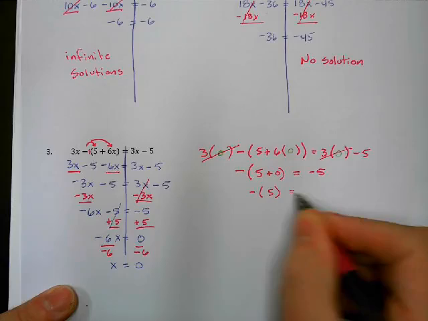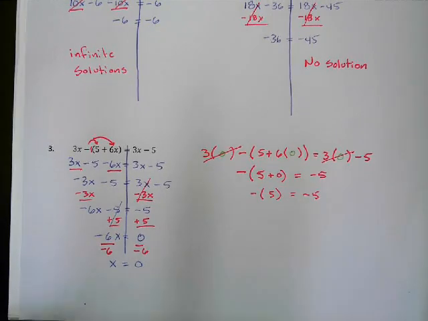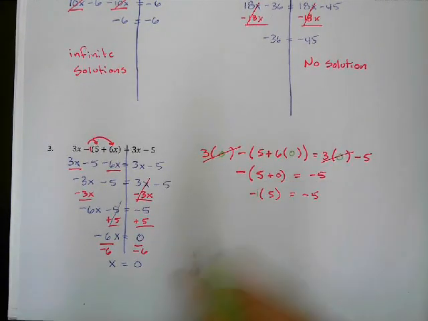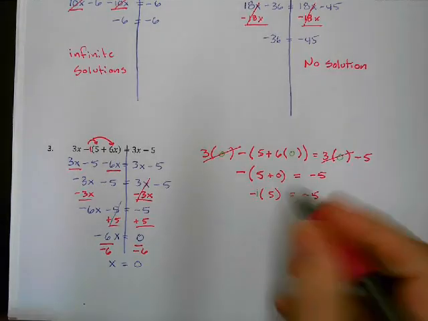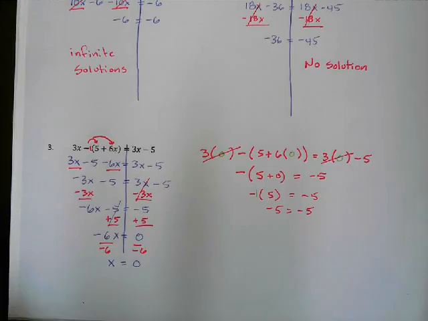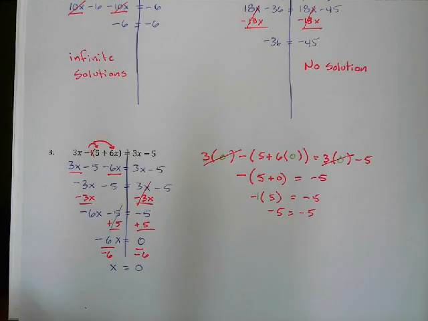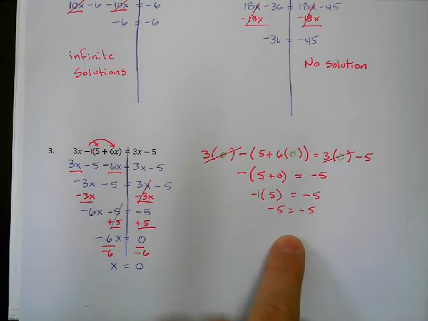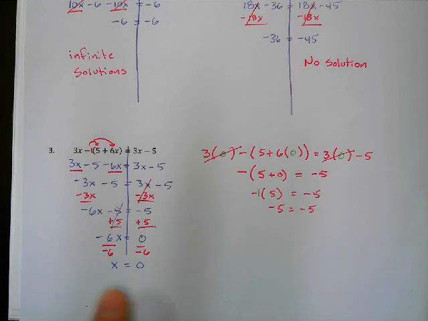And remember, this is a negative 1 sitting out here. Negative 1 times 5 is negative 5. This equation works. When I plugged in 0, it gave me a true statement. Negative 5 equals negative 5. Therefore, 0 was my answer. That's one solution. So this one had infinite solutions.